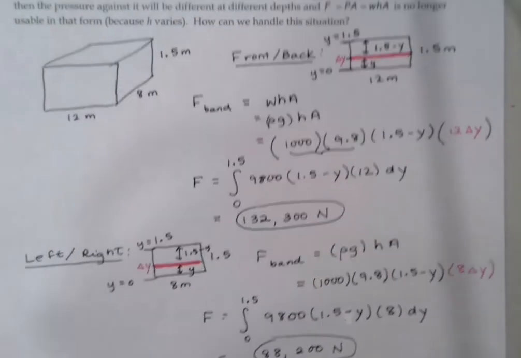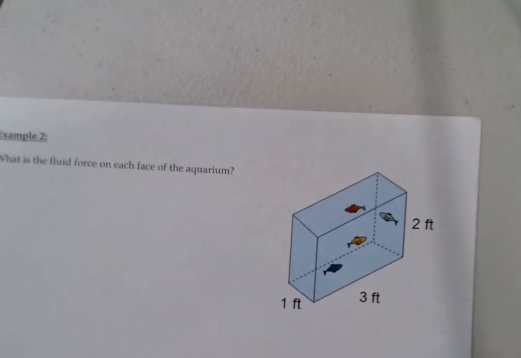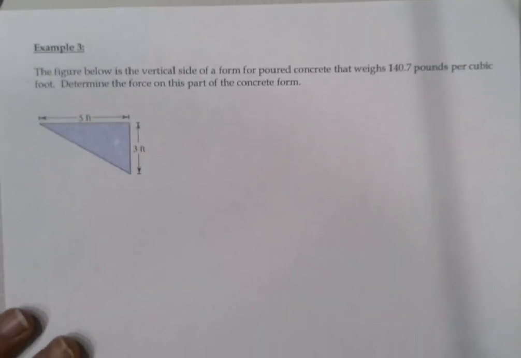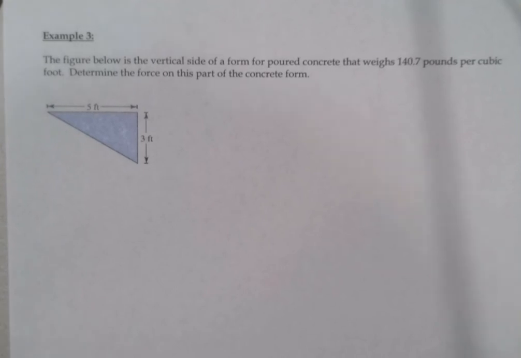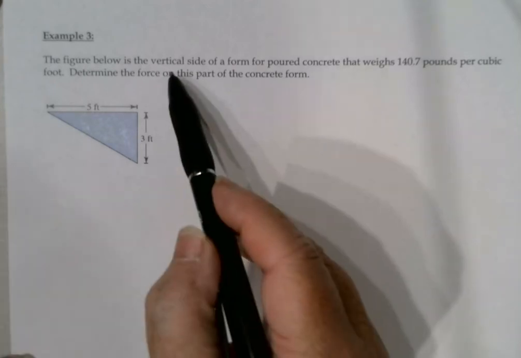I'm actually going to skip example 2 because it's just another problem exactly like the one we just did. It's an aquarium rather than a pool, but other than that, it's exactly identical. So rather than taking the time to do that, let's look at examples 3 and 4, which are a bit different. We have a non-rectangular plate being submerged in water. Or actually, this one's in concrete.